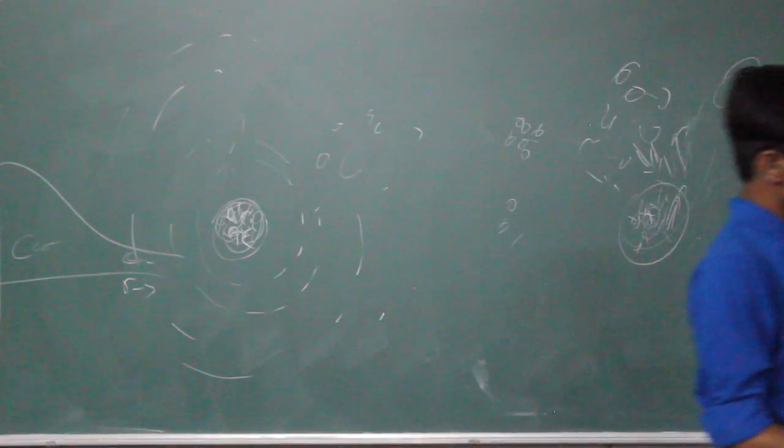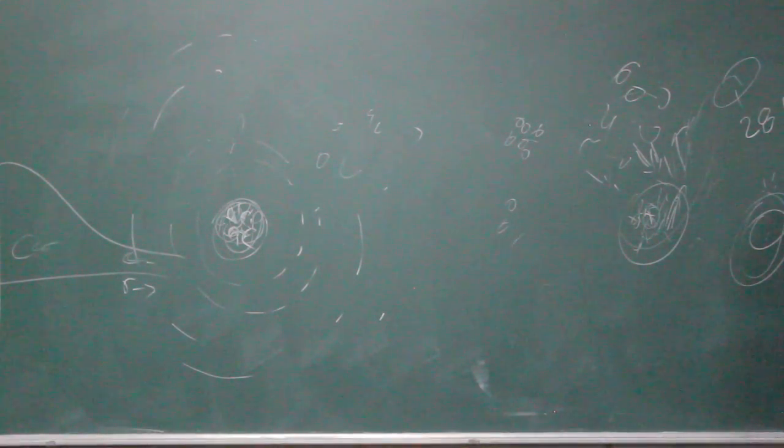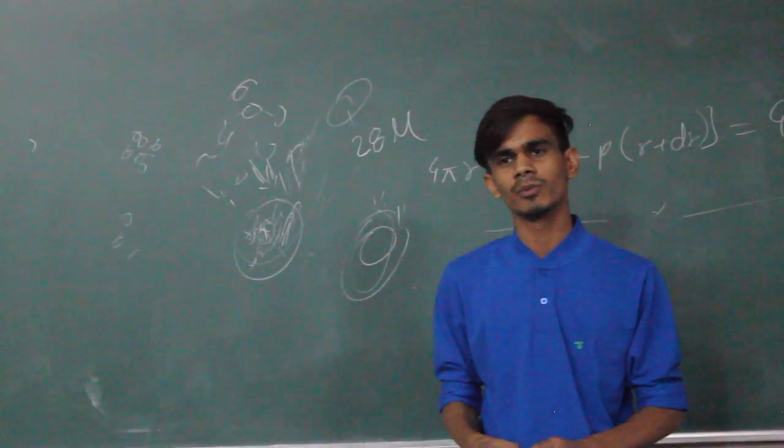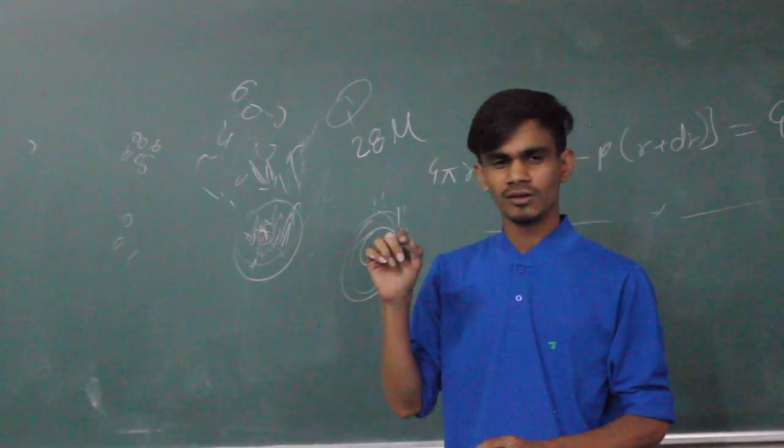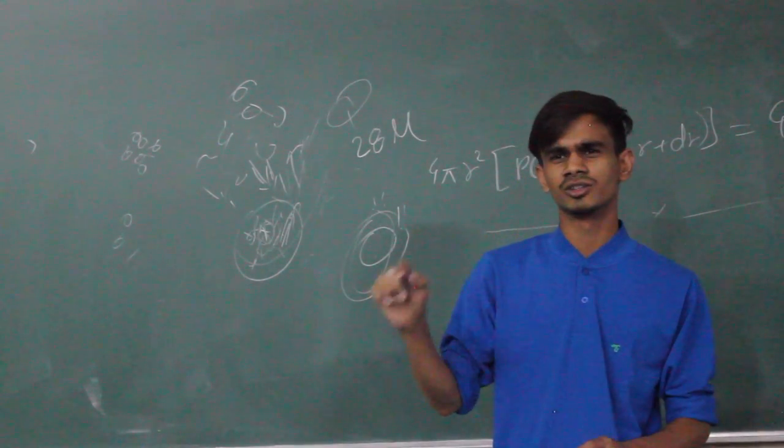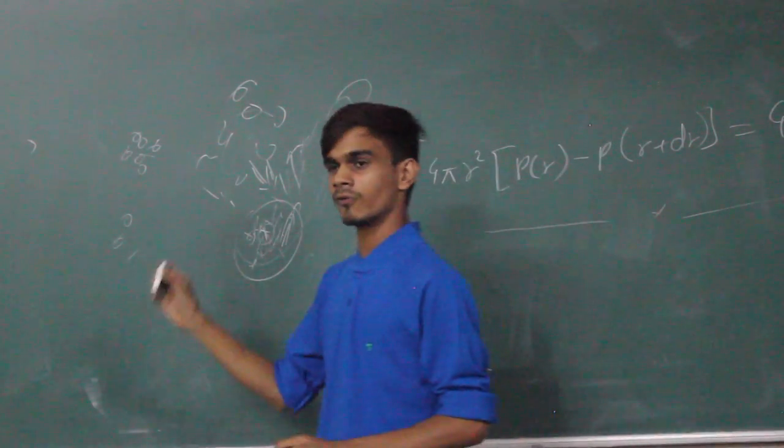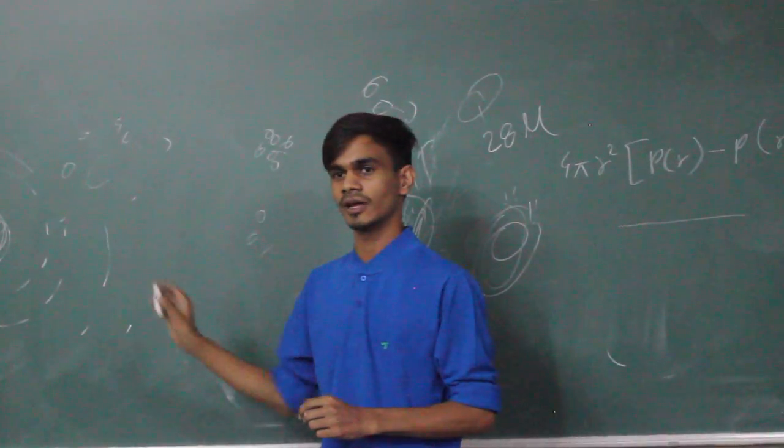So neutron stars, what happens, they spin so fast. There is one neutron star in the Crab Nebula, and its spin is 0.033, I think, or 0.33 seconds. So they spin so fast, the period of the spin is that.